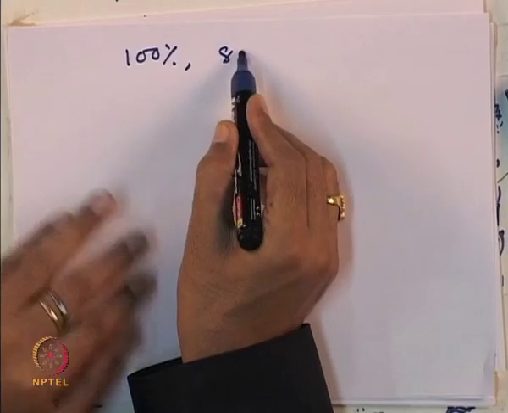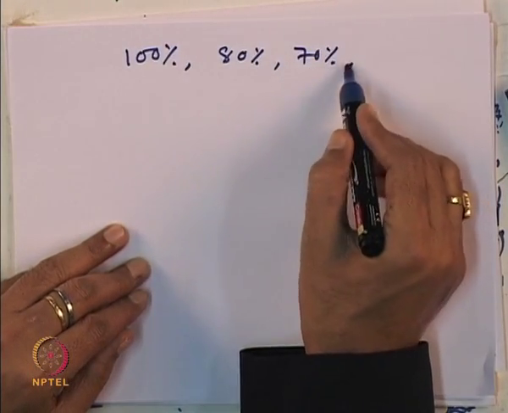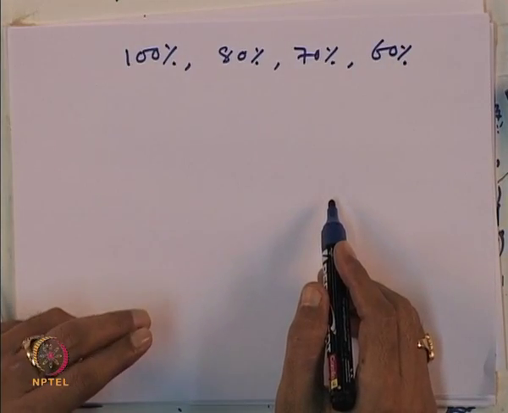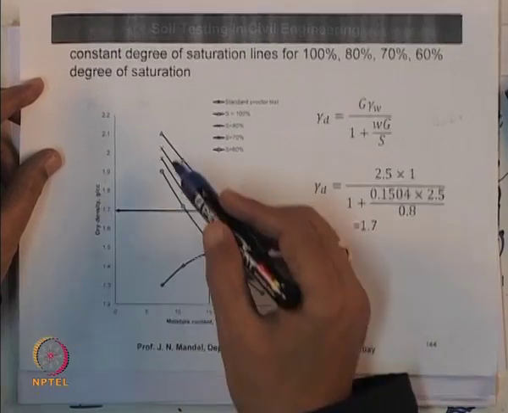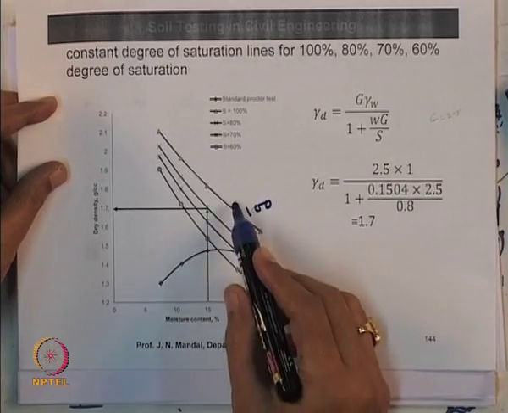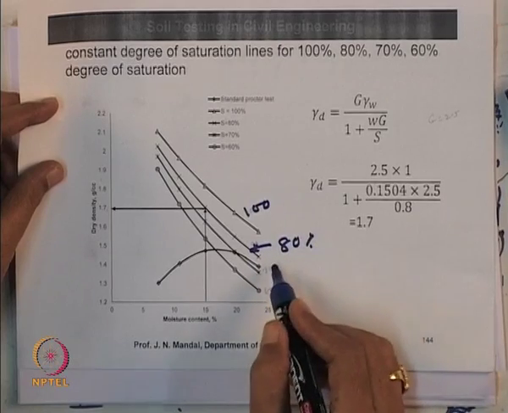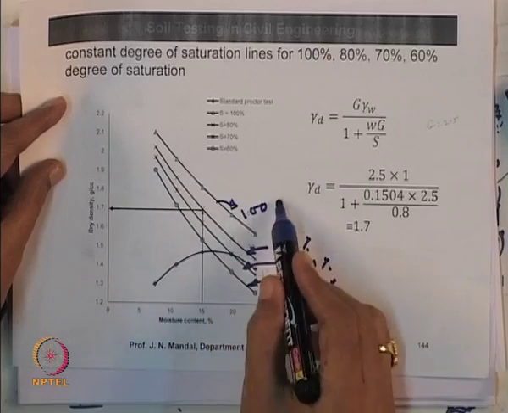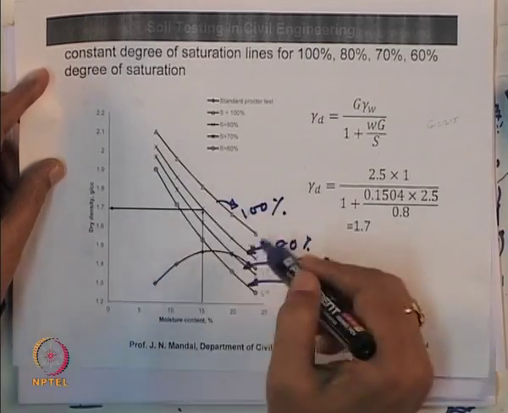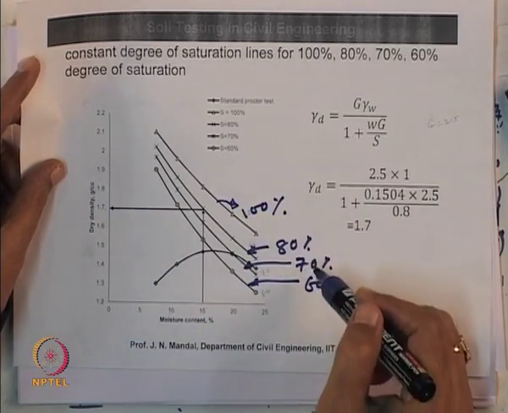Similarly, you can draw for a degree of saturation of 100%, 80%, 70%, and also 60%. Here I am showing the constant degree of saturation curves. You can see this is the standard compaction curve, and this is the degree of saturation curve for 100%, this curve is for 80%, this is for 70%, and this is for 60%. So, different degree of saturation curves can be drawn.